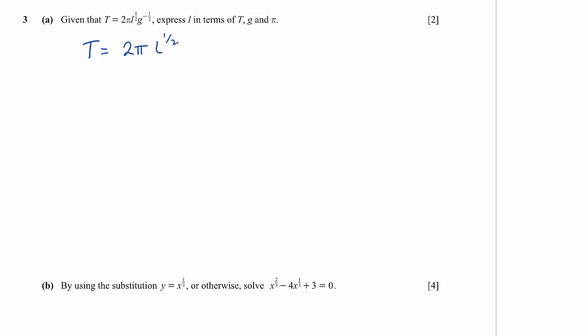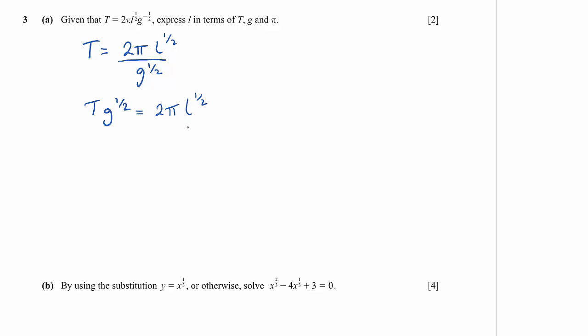L to the half, and the g to the negative half is the same as having g to the half on the bottom. So the very first thing I'm going to do is multiply both sides by g to the half. So I have t g to the half is equal to 2 pi L to the half.